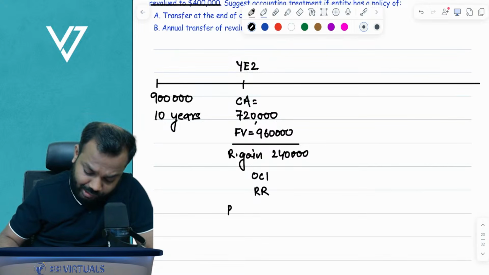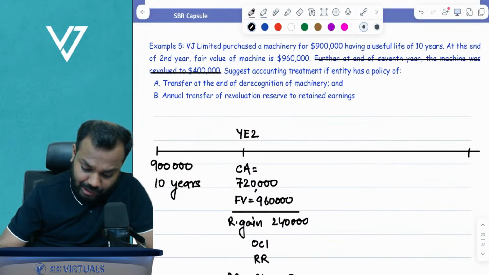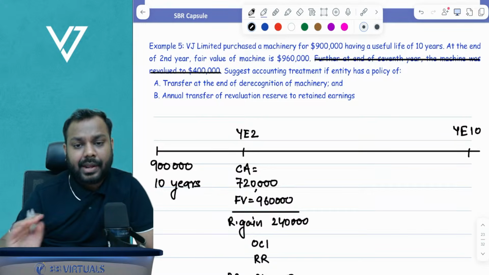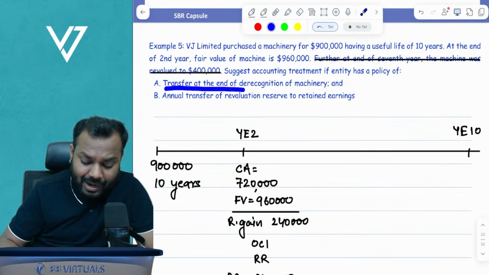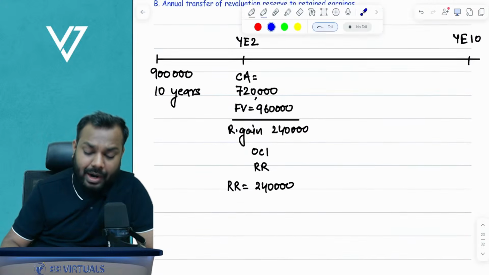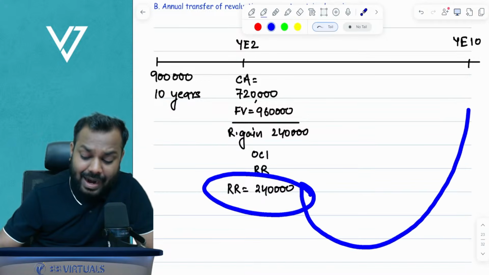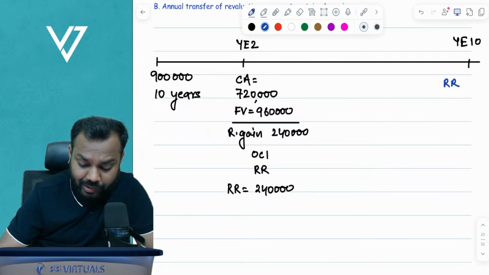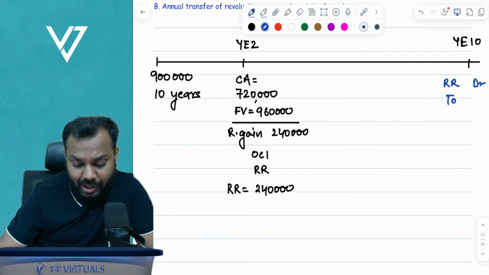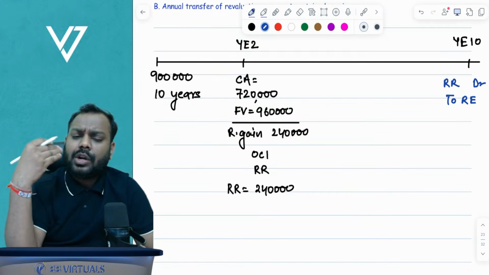As of now, we understand we have a revaluation reserve of 240,000. What is the life? 10 years, year end 10. Under option A, which is transfer at derecognition of machinery, I will transfer the revaluation reserve to retained earnings at year end 10. I will pass a journal entry: revaluation reserve account debit to retained earnings, transferring the whole of the revaluation reserve.